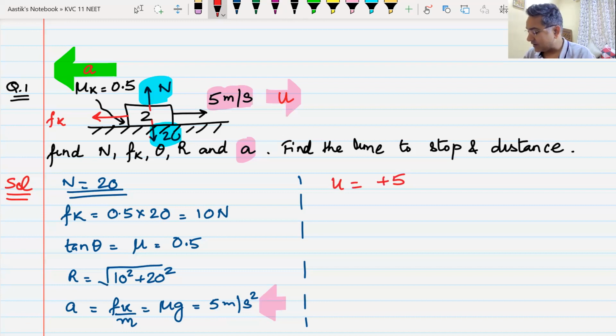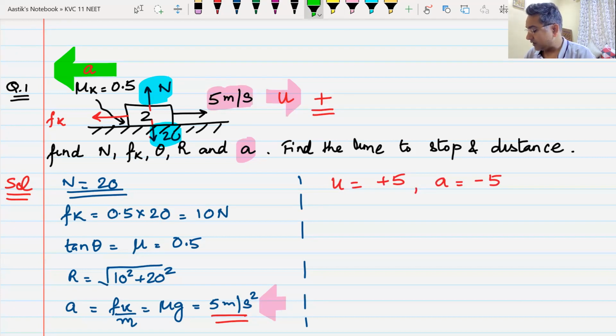Because everything in this direction, I call it as positive. So your initial velocity is plus 5. What about your acceleration? How much is your acceleration? You have just calculated the acceleration. Your acceleration is also 5, but it is in the backward direction. So I will call it minus 5. Do we understand this?